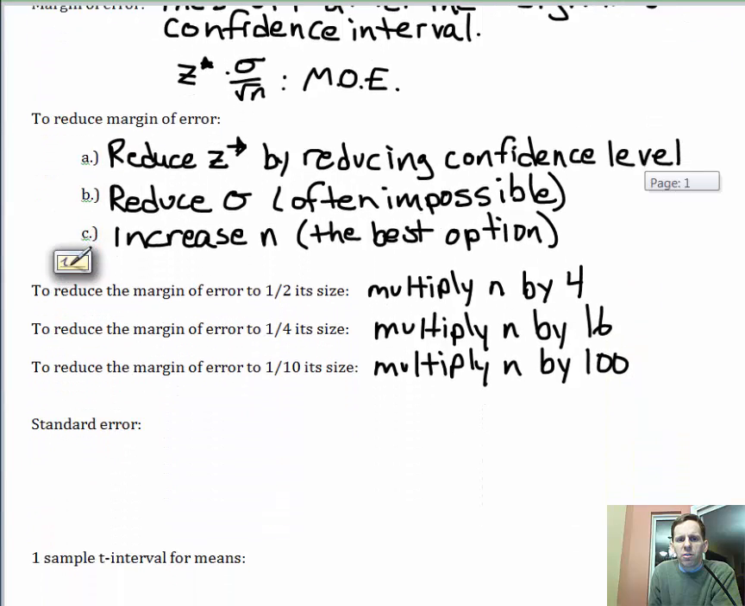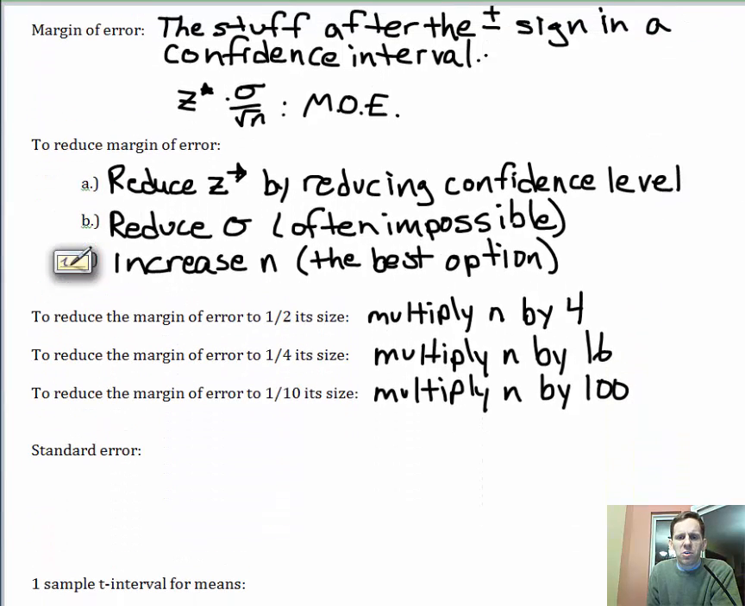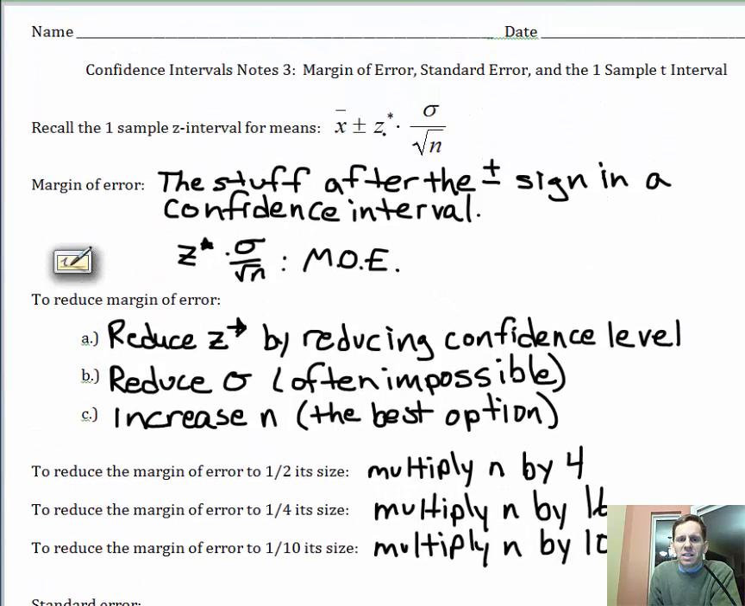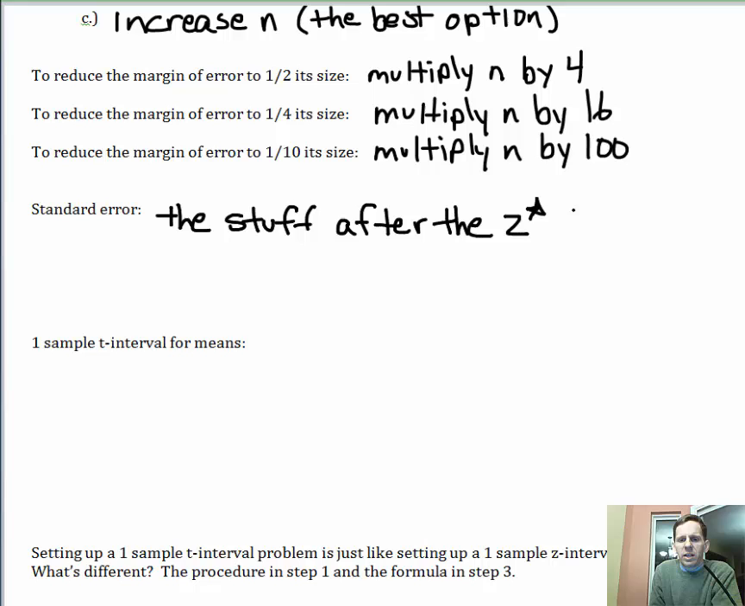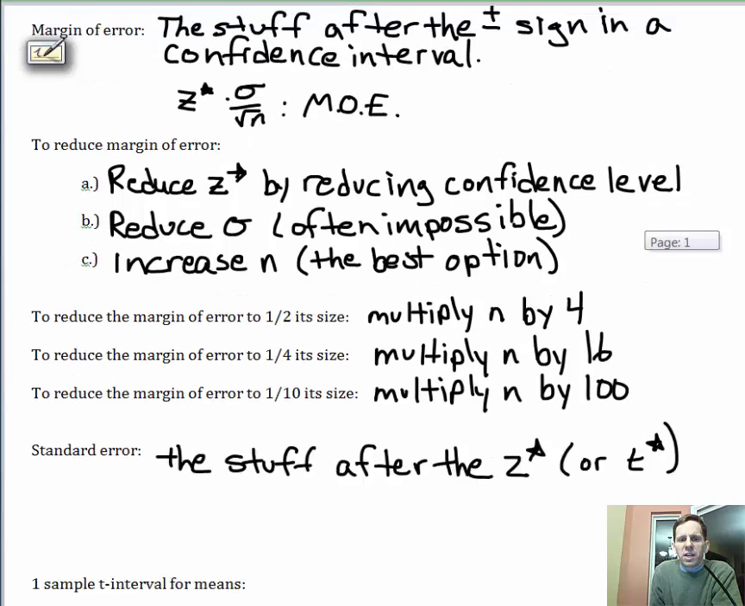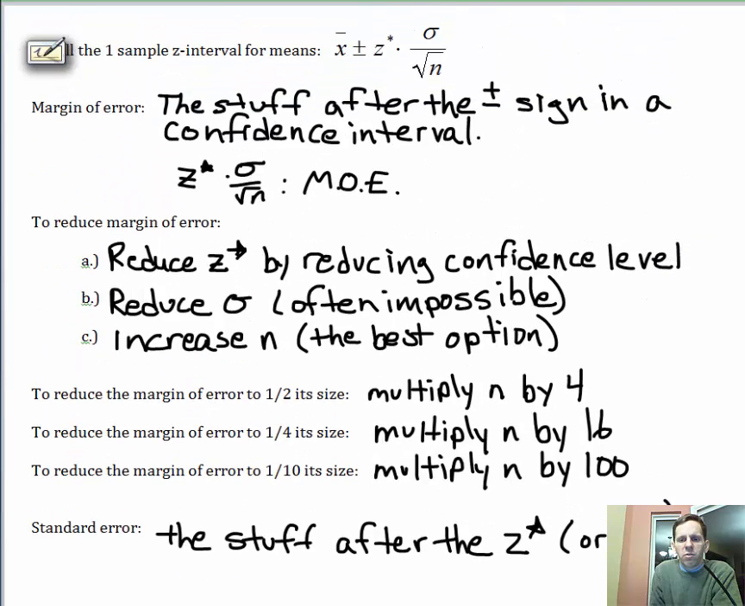Standard error is related to margin of error, where margin of error is the stuff after the plus or minus sign in a confidence interval. The standard error is the stuff after, in this case, z star. Now, typically in a confidence interval, you're going to have something star. We'll do some problems that have z stars and t stars in them. But it's basically the stuff after the z star that's your standard error. So I'm going to say it's the stuff after the z star, or what we'll learn about later on today, t star. For a one sample z interval, the standard error would be sigma over the square root of n.